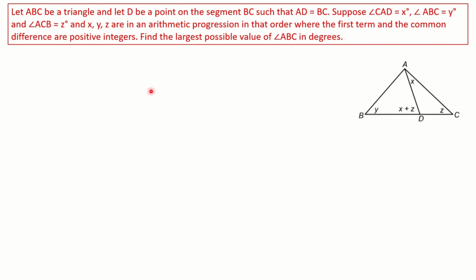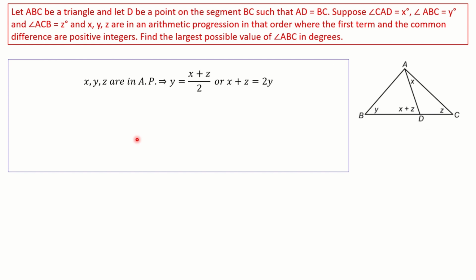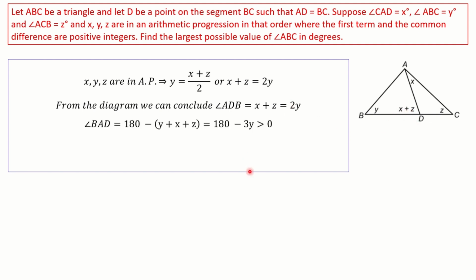This is easy. If X, Y, Z are in arithmetic progression, you know the relation Y equals (X plus Z) by 2, or X plus Z equals 2Y. Note this down. Now angle BAD equals 180 minus (X plus Z plus Y), correct? And X plus Z is 2Y, so 180 minus 3Y. This should be greater than 0.